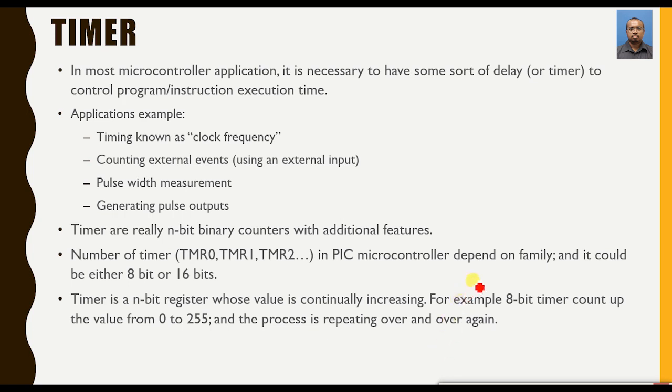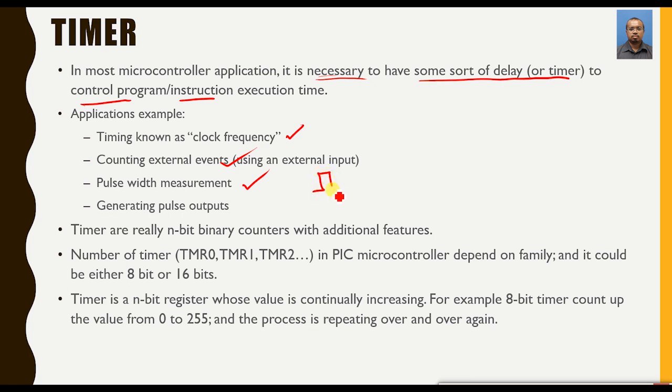Timer, okay, what is a timer? A timer is necessary to have some sort of delay for control program or instruction execution time. Applications of the timer are usually known as clock frequency, counting external events, let's say how many loops you want to do, counting, and then pulse width measurement, which is the PWM.